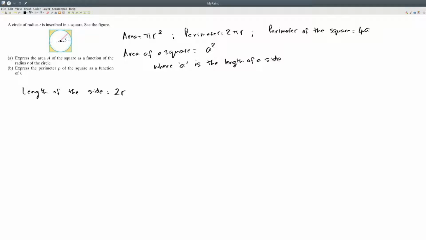So we would like to represent the area of the square as a function of the radius of the circle. So A is the area of the square, and r is the radius.